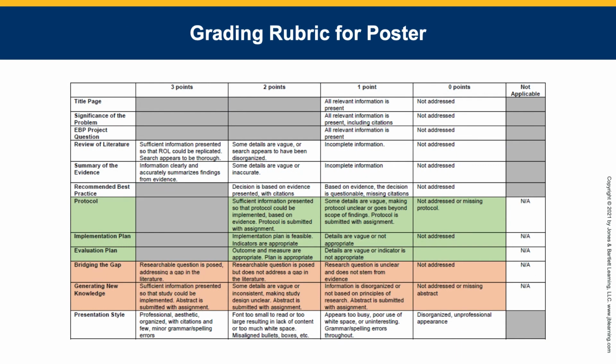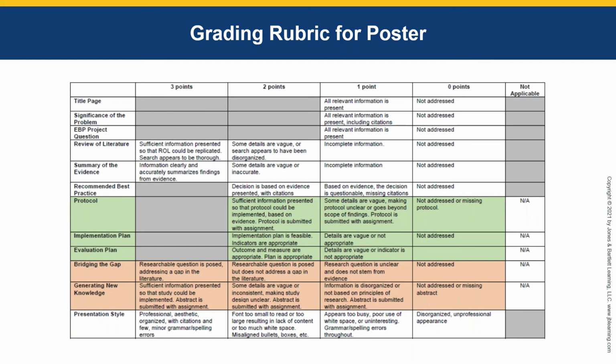I also have a grading rubric for the poster. And so you can see that the ones in white are graded for everybody, and then the green are for those who have a policy and are moving forward with evidence. The pink is for those who are having a research question, and then the final one is for grading for presentation style. And again, these templates and this grading rubric are available on the website.